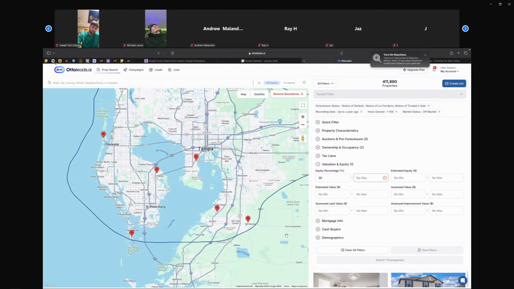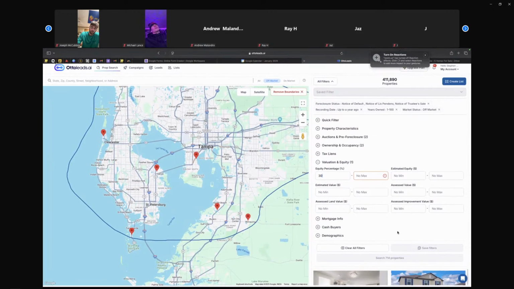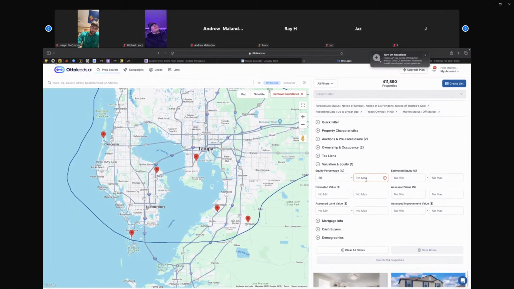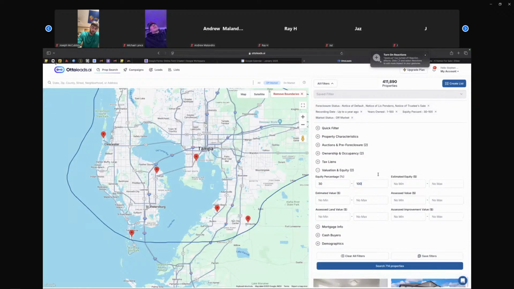Really what I'm saying is the equity estimation is never going to be exactly right. It could be close, but more times than not, it's not going to be accurate. Especially with these pre-foreclosures, I like to plug in a minimum of 30%. Then I know I'm definitely in wholesale territory. I'm going to be able to do some deals here. So I plug in 30.